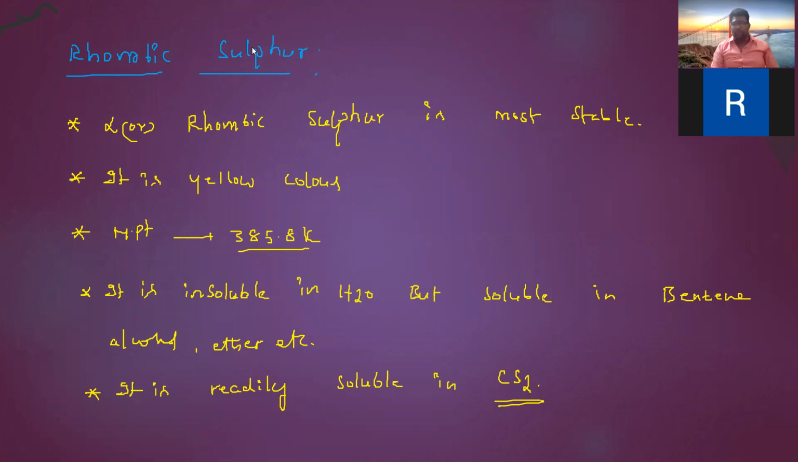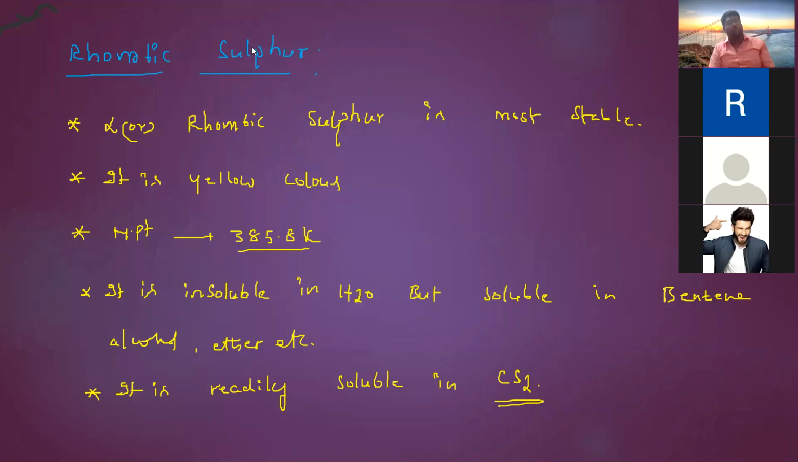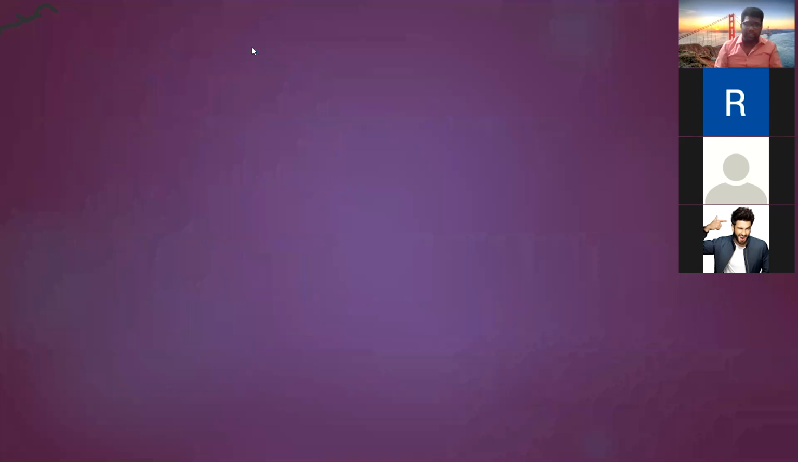For example, in this topic, among the allotropic forms of sulfur, which one is more stable? Alpha sulfur. Okay, one more important thing: next is beta sulfur. We are going to discuss how to prepare beta sulfur. Completed? Write down, the next one is beta sulfur.